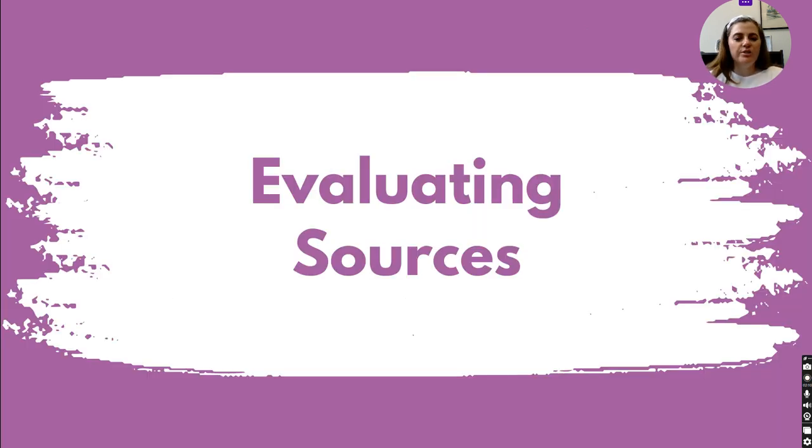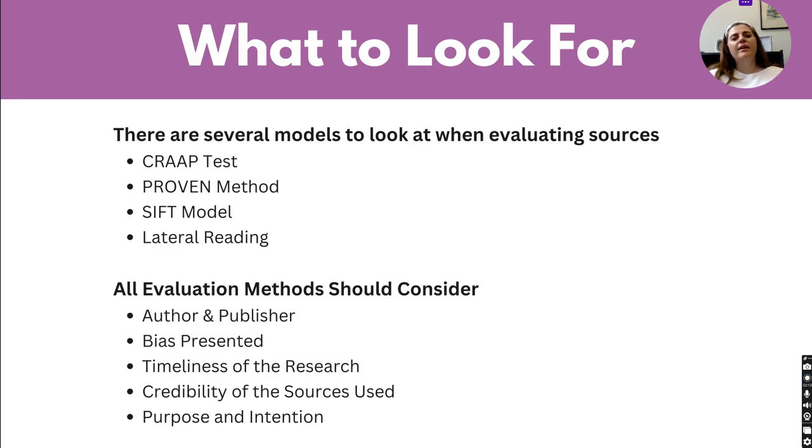Now for evaluating sources. So things to look for when you're evaluating your sources. So there are several models that you can look at when evaluating those sources, things such as the CRAP test, the proven method, SIFT model, as well as lateral reading. So all evaluation methods should consider who the author and publisher are, if there's any biases presented, the timeliness of the research, the credibility of the sources that source used, as well as the purpose and intention of that source. So why was it created?